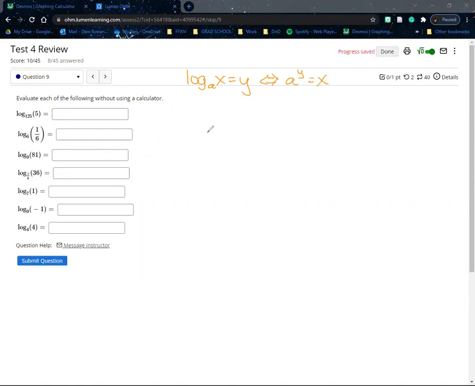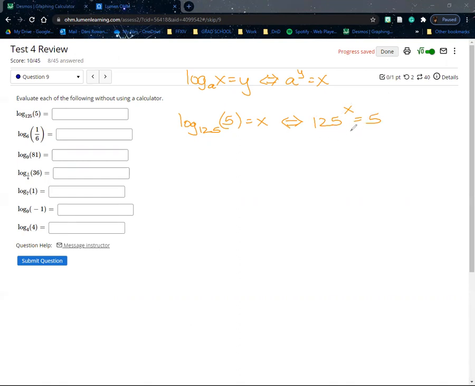So if we're using that golden ticket and I say that log base 125 of 5 equals x, how are we rewriting this? A is 125, y is 5... Yeah, 125 to the x equals 5. So 125 raised to the x power is 5.